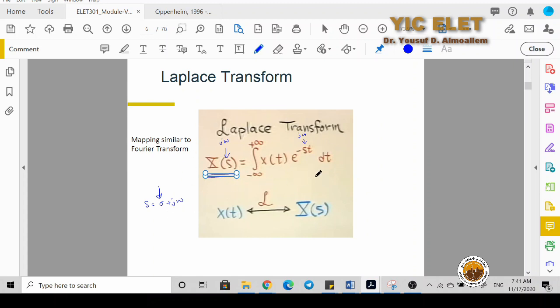And this is the definition of our Laplace transform and how we move from the time domain to what we call the S domain. It's not a frequency domain anymore. This is again a mapping, from the time domain to another domain, at which we could get some more data or analyze the signal from different perspectives.